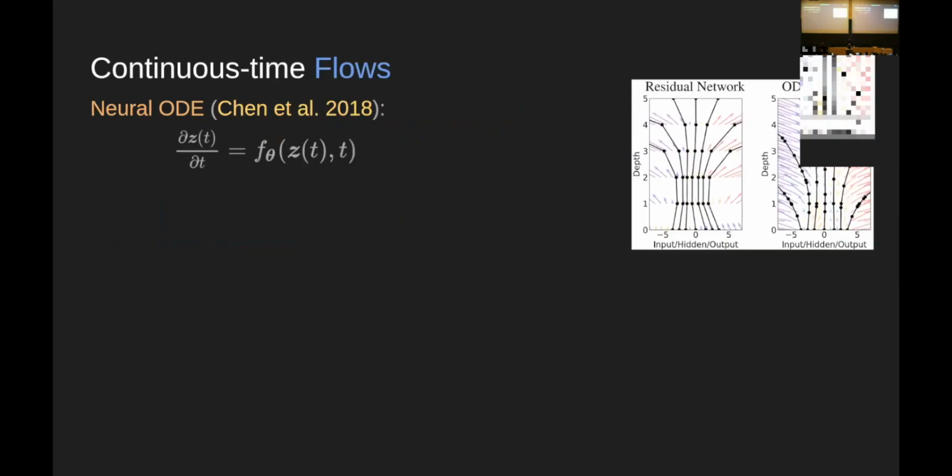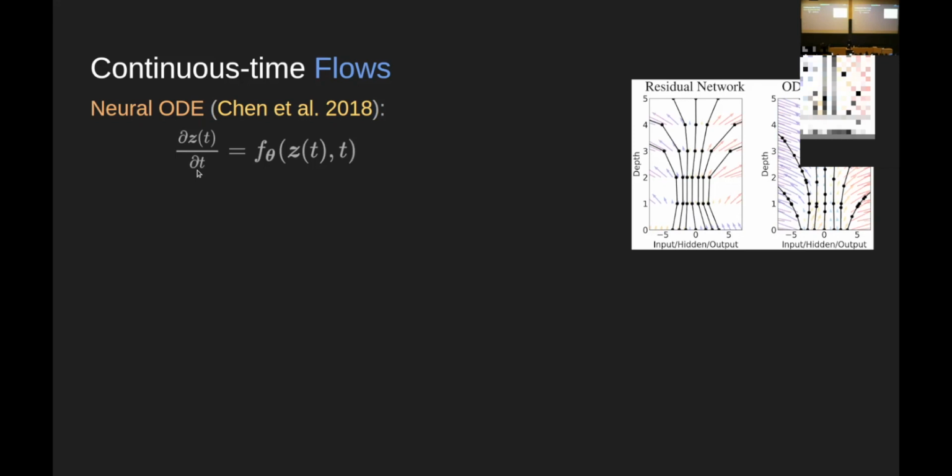So continuous time flows, you might have seen this paper, Neural ODE. It was the best paper award at NeurIPS 2018. And what they do is describe a kind of continuous depth neural network. So instead of having layer 1, layer 2, there's a continuous time axis. And the forward pass is described by an ordinary differential equation. And so that's the one stated here.